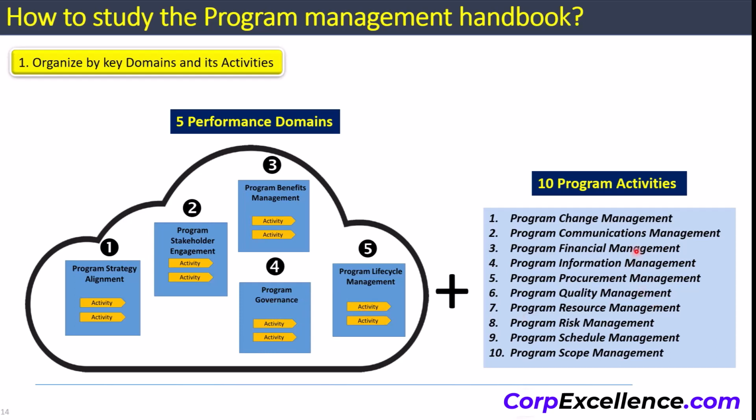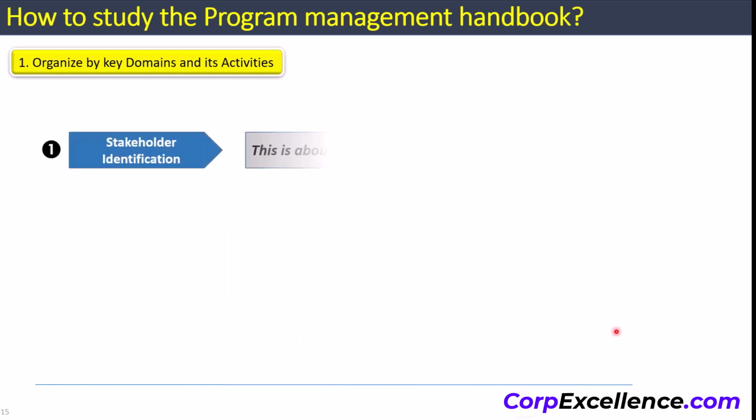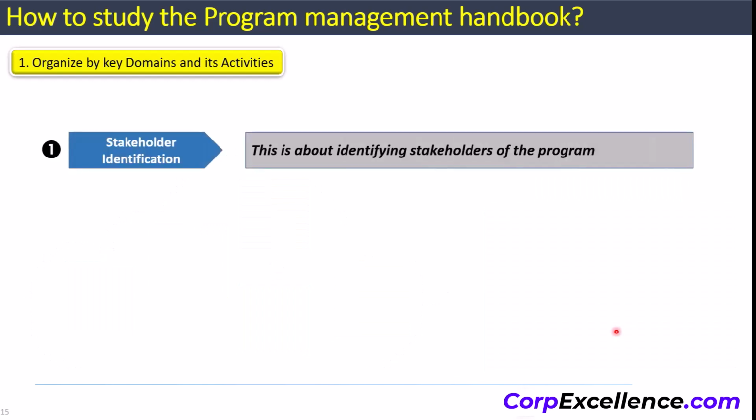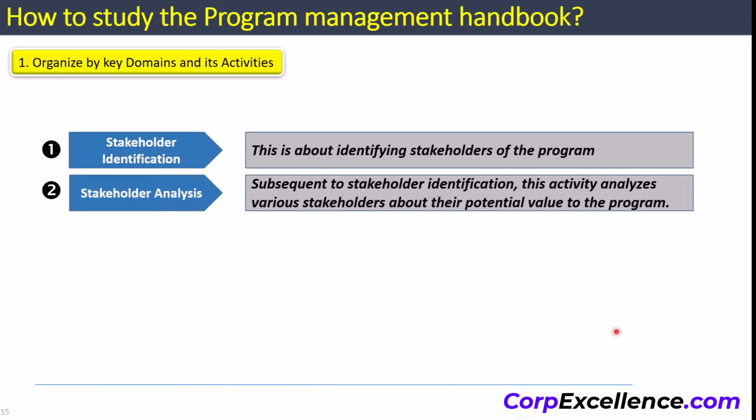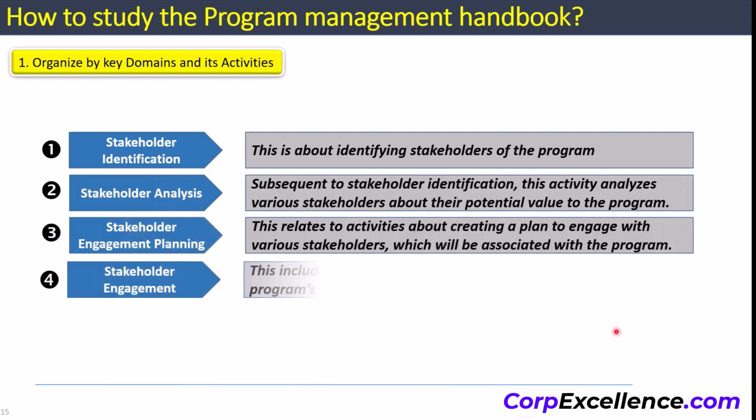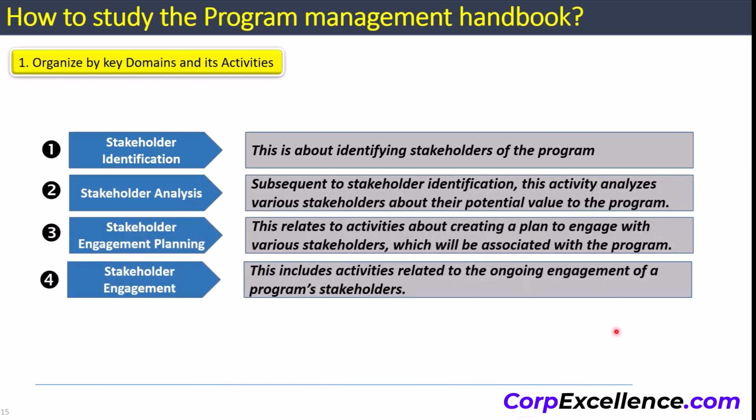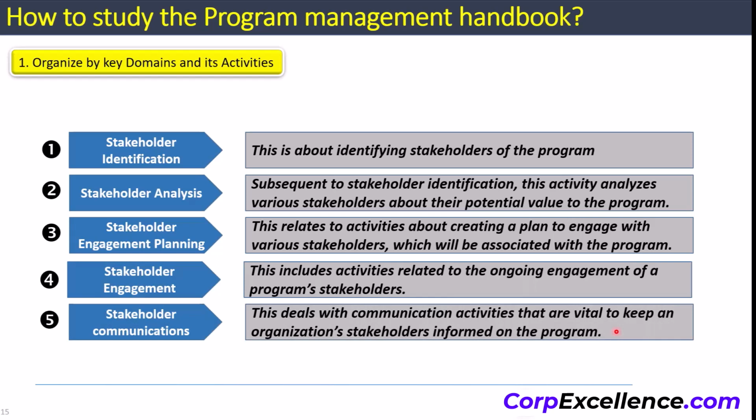Also, there are 10 other major program activities as well, and they have their own sub-activities. So we can see that quite easily this can become quite complex. Here is an example of the activities related to the Stakeholder Management program domain. Those 5 activities are stakeholder identification, stakeholder analysis, stakeholder engagement planning, stakeholder engagement, and then stakeholder communications. So it's quite essential that you start by organizing all your thoughts around those constructs.